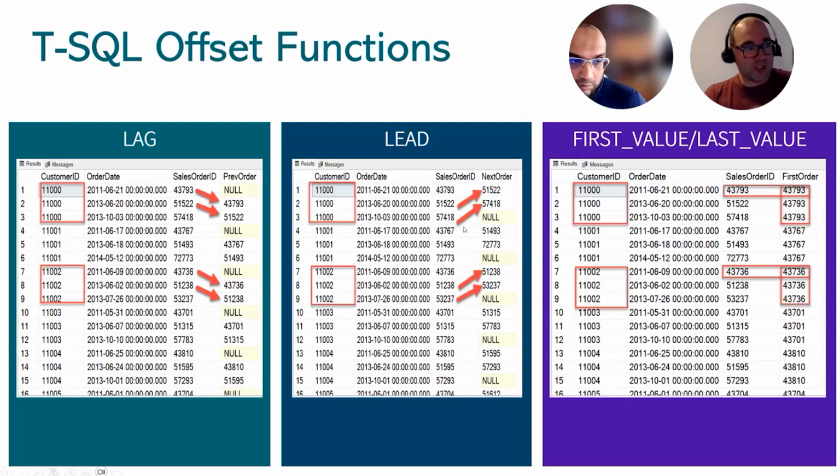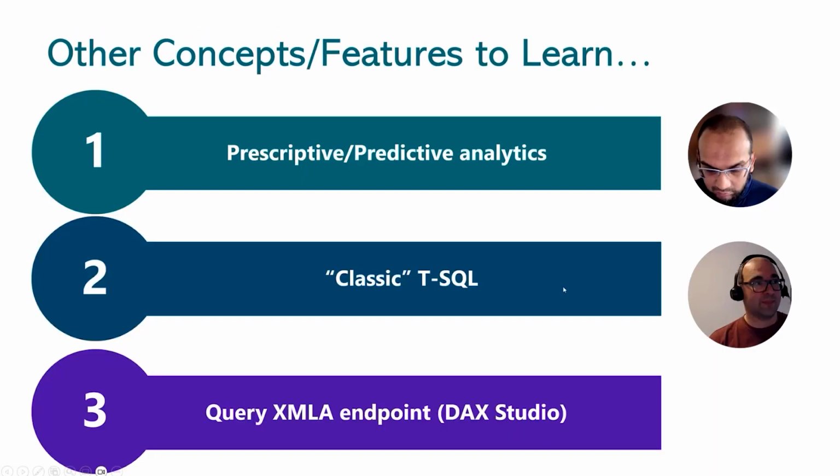And also offset functions, which are LAG and LEAD, are especially useful to return the previous and the next value from the window. In this case, the window is defined by customer ID. So this is my first window, customer ID 11,000. And in this case, I am performing my calculations over this small subset of data. This is LAG. LAG returns the previous value, whereas LEAD returns the next value in this small window here. FIRST_VALUE, LAST_VALUE, it's self-explanatory. Again, returns the first or the last value within this window defined by customer ID.